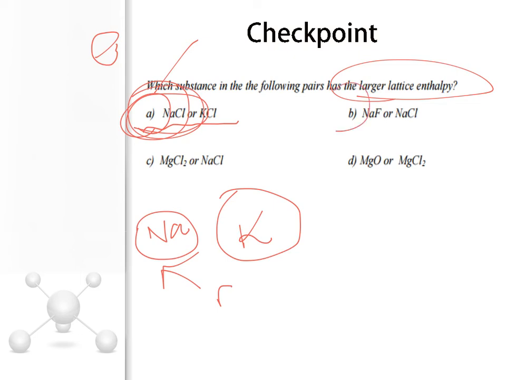All right, so B, again, they all have the same charge, and so we have to look at sizes again. Obviously, since they both have sodium, that's not going to be a factor. So now you need to look at the sizes of the anions, fluoride versus chlorine.